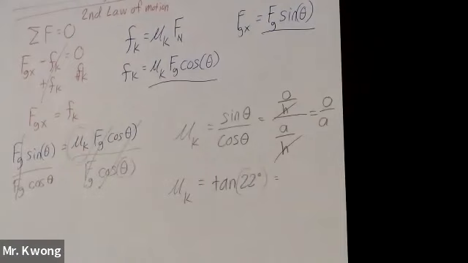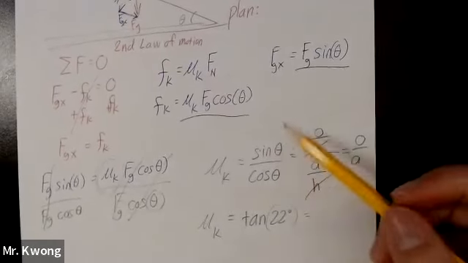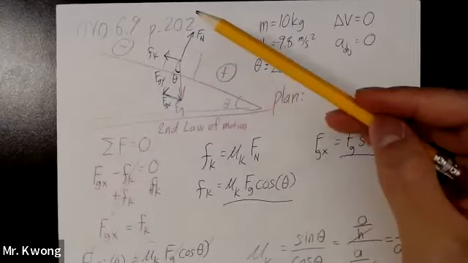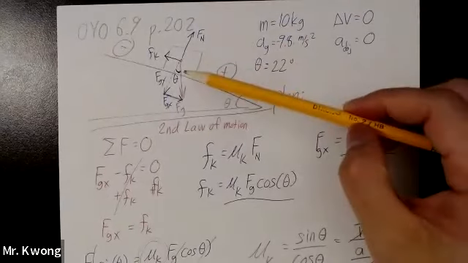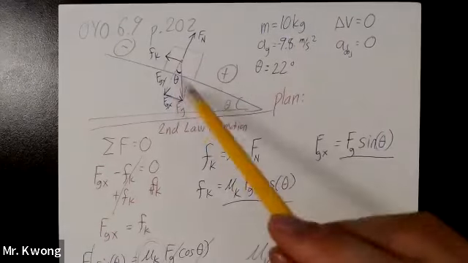Should we memorize how to derive all this, or can we just memorize that it's the tangent of the angle? Well, memorizing that the coefficient of kinetic friction is the tangent of the angle is useful. But be careful though, because you have to have the situation be exactly like this in order for that to happen.